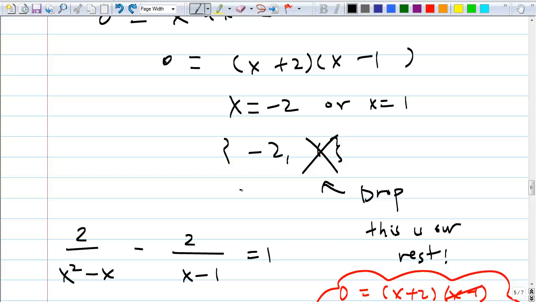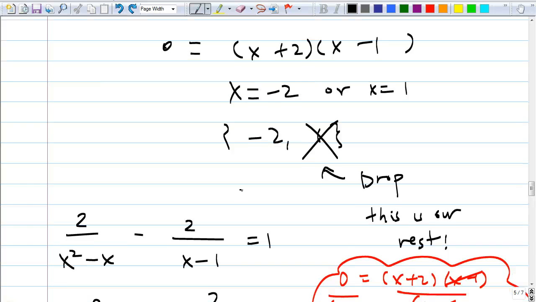See, you have to actually plug it in and check, which would cost you some time on the test. Does that make sense? So it's nice to know what your restriction is in the very beginning, so that when you get one of your answers as a restriction, you don't have to even check it, right? Does that make sense? So then you check the other one.